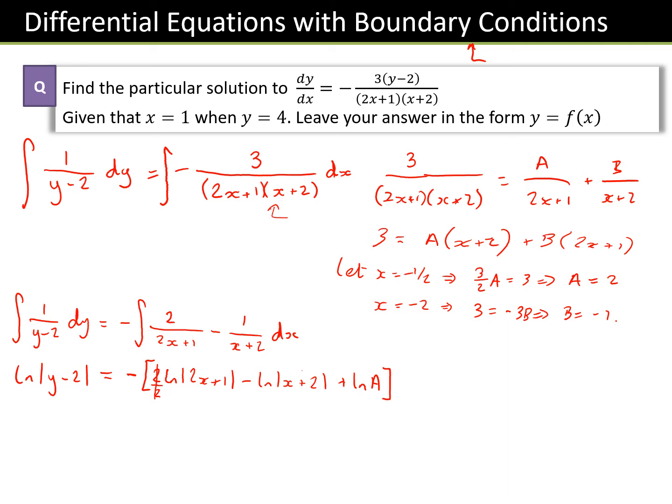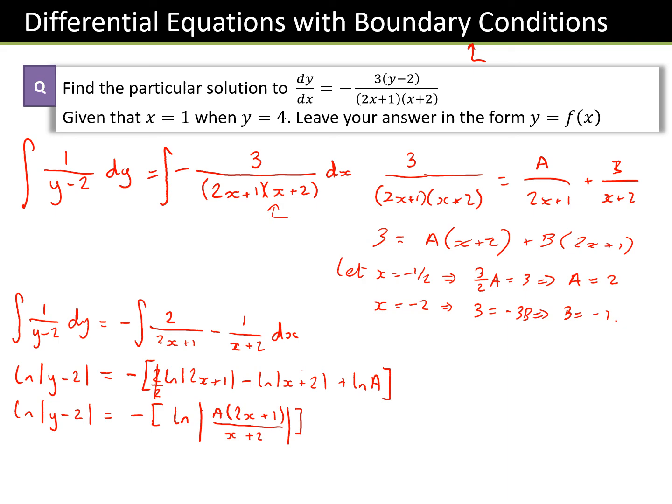So, now here we can combine this straight away, can't we? So natural log of y minus 2 equals the minus of, we've got a and 2x plus 1 multiplied with this x plus 2 on the bottom. So natural log of a 2x plus 1 all over x plus 2. Okay?